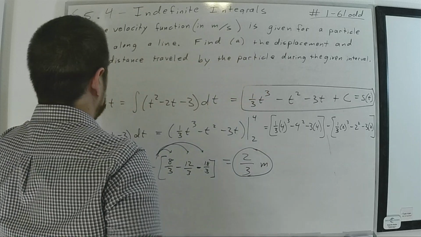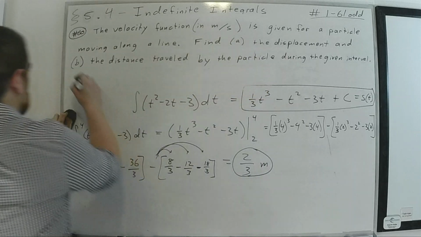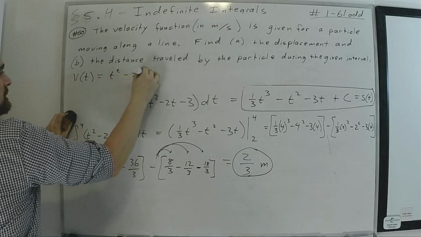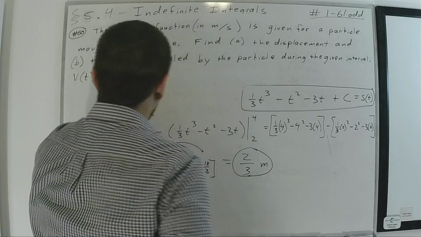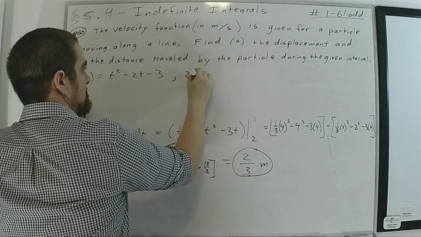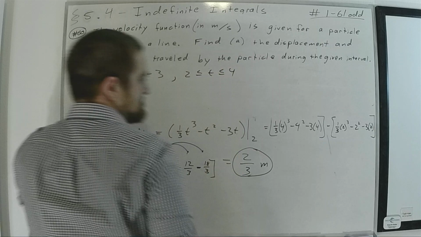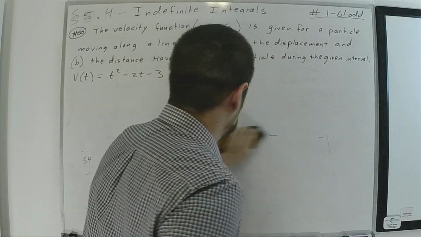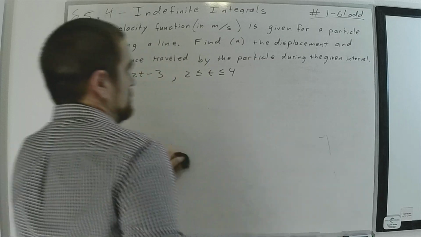I shouldn't have erased that. We should have kept that t squared minus 2t minus 3, from 2 to 4. So we know part A is 2/3 meters for our displacement.